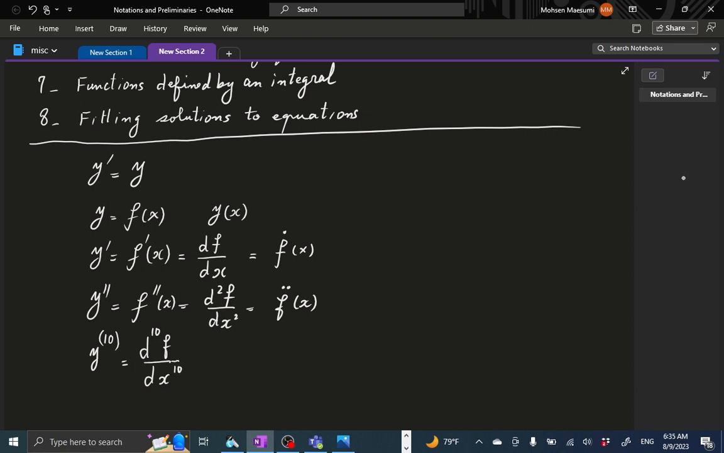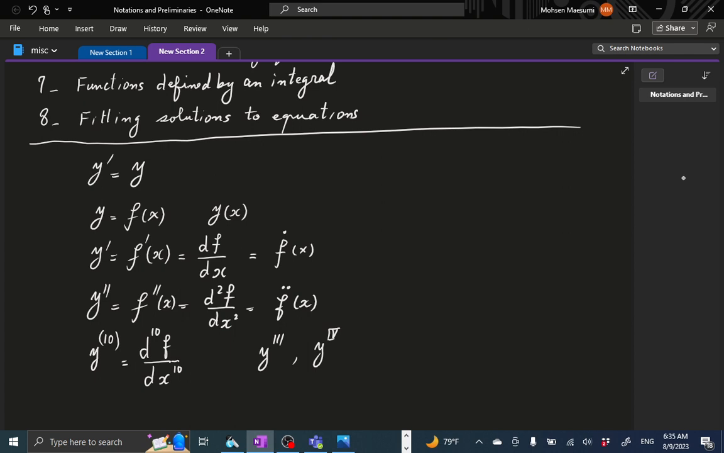Now it's not all that common that we are going to take the 10th derivative of a function, but in engineering applications you do see the third derivative, so maybe you can still tolerate that. And the fourth derivative is already becoming a bit clumsy looking, but they do show up. So you make your choice as to what notation you want to use.